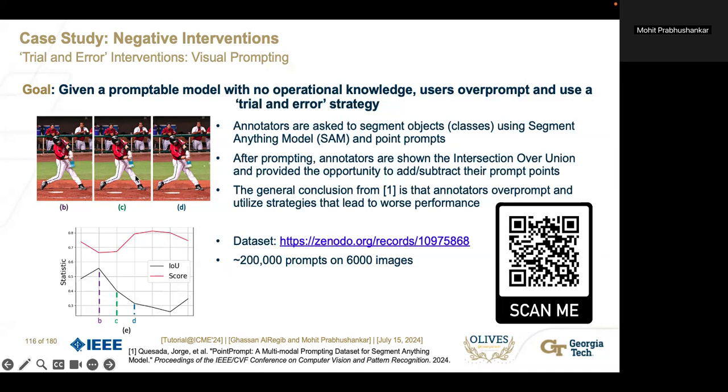So again, this is an intervention. The goal is good, but the purpose, and because human beings don't understand the operation, how a neural network works, users don't understand it, it's not always going to be good. Some interventions are going to be negative. So that's why we call this almost like a trial and error intervention. And this is true for all prompting cases, language as well.